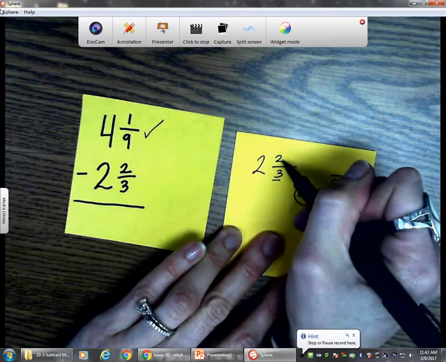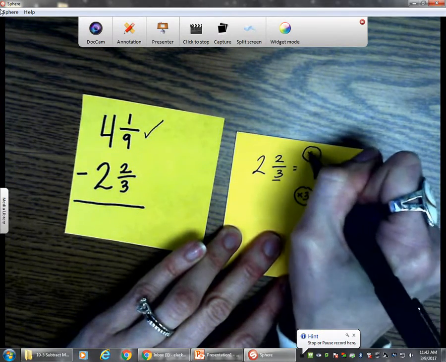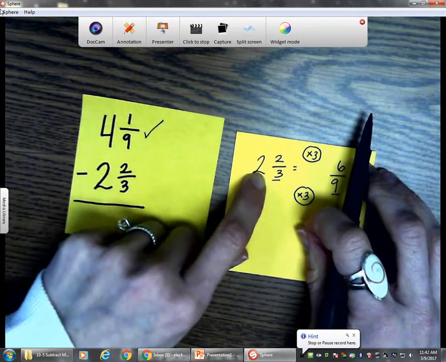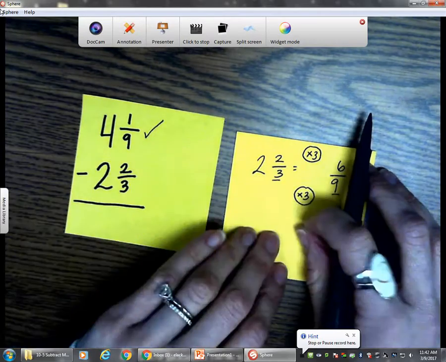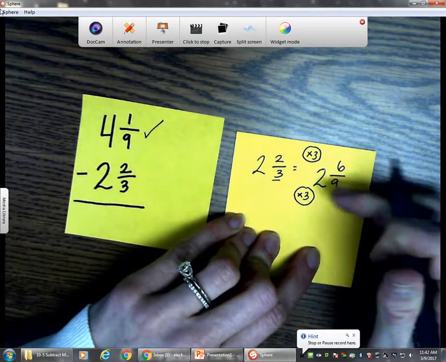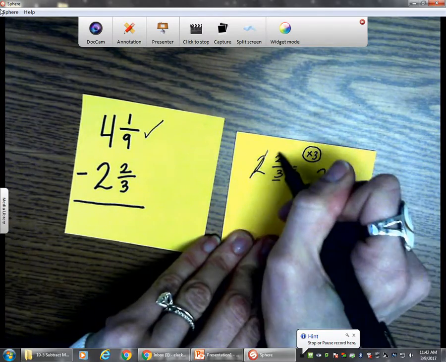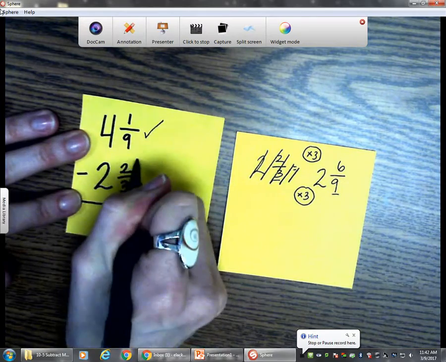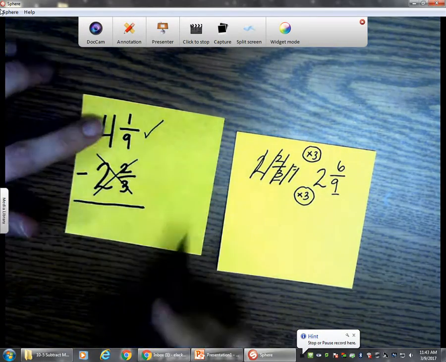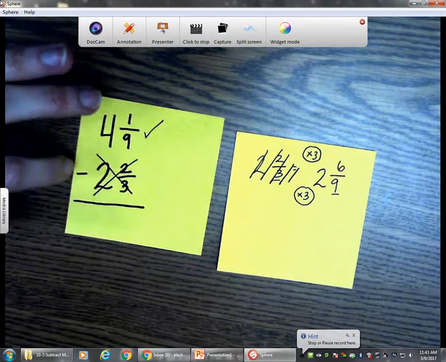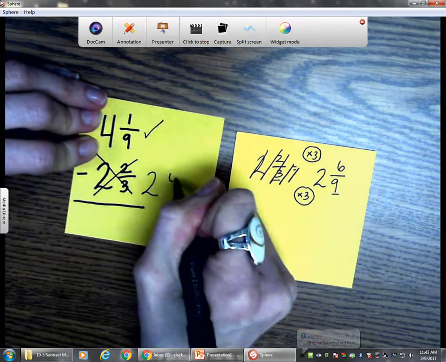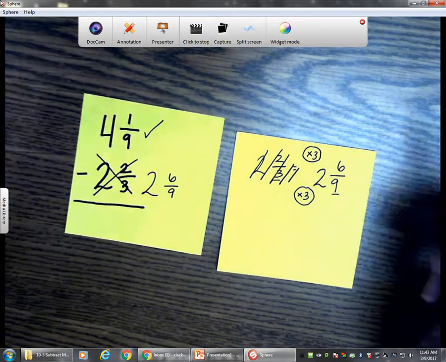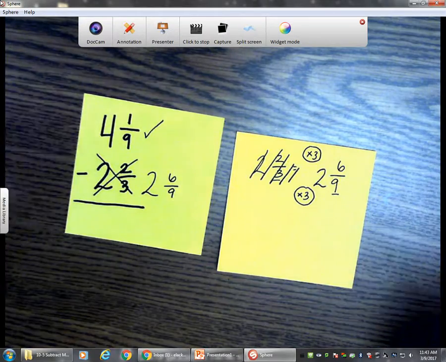Do the same thing to the top, same gift, and you get 6. But don't forget, this was 2 and a little bit more, 2 and 2/3. So this needs to be 2 and a little bit more. 2 and 6/9 is the equivalent fraction. So we're not using 2 and 2/3 anymore. I'm going to cross that out and say instead we're taking 4 and 1/9 minus 2 and 6/9. Okay? So now I can subtract the numerator, denominator stays the same. Sweet.